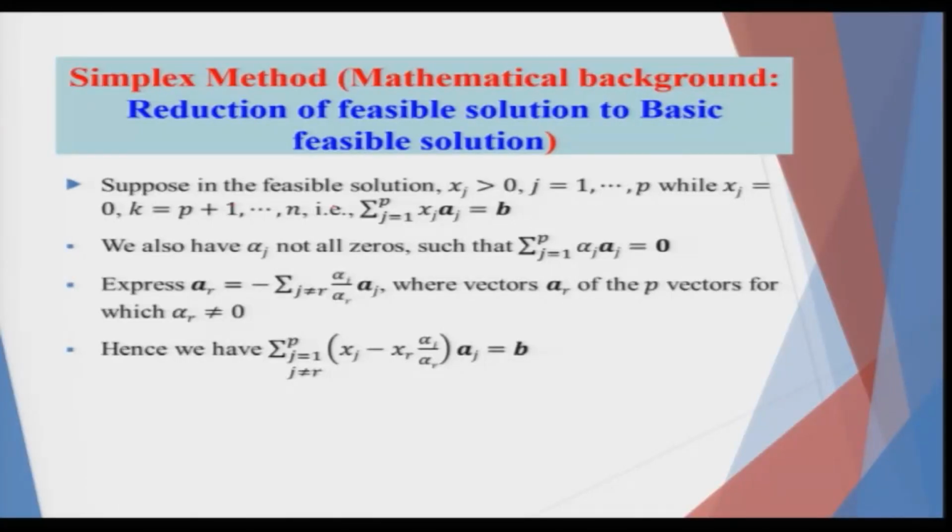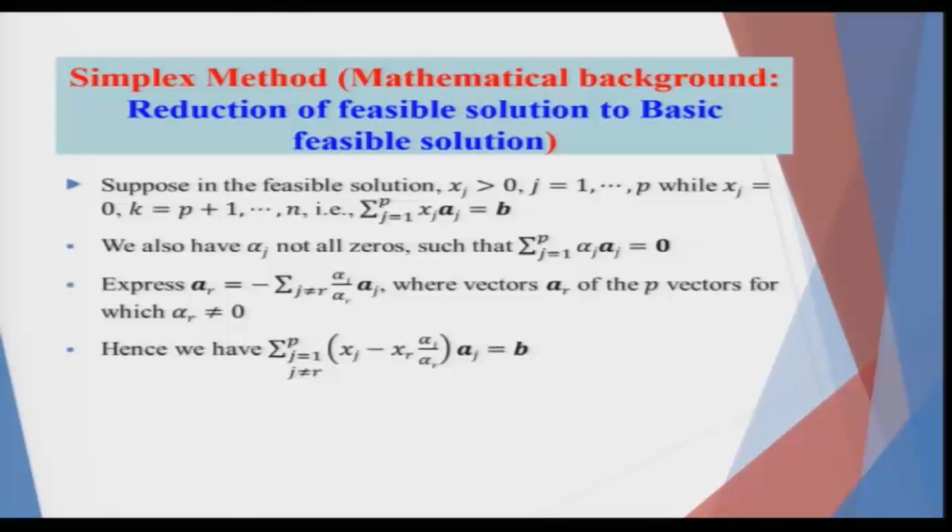So, this is what I said. Suppose in the feasible solution, mark the word feasible solution, xj is greater than 0. I will come to it when we solve the problem, you will understand what I mean. This is just a combination of matrix multiplication and division along with the concept of basic feasible solution. Suppose in the feasible solution xj is greater than 0, that is j is equal to 1 to p, while xk is equal to 0 for k being p plus 1 to n. Now, if you put that in the equation, you get the solution, which is fine, as I saw in the last class. So, x1, x2 are 0, and you are still getting the answer.